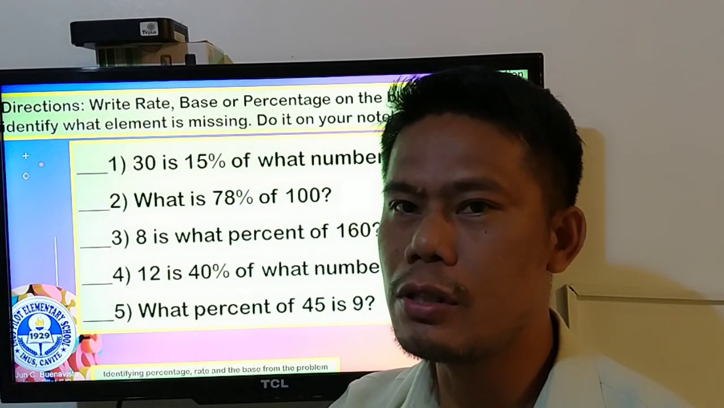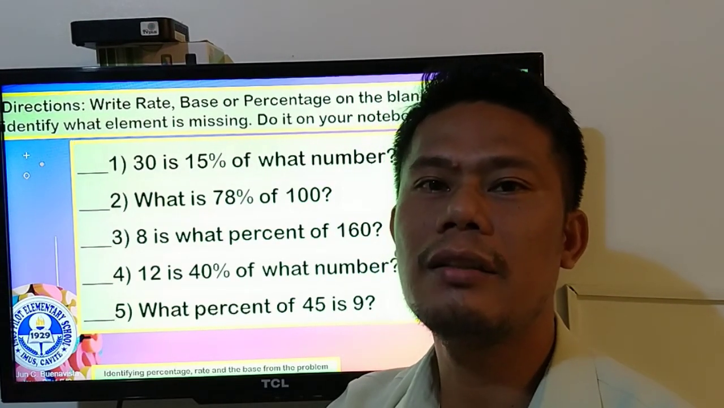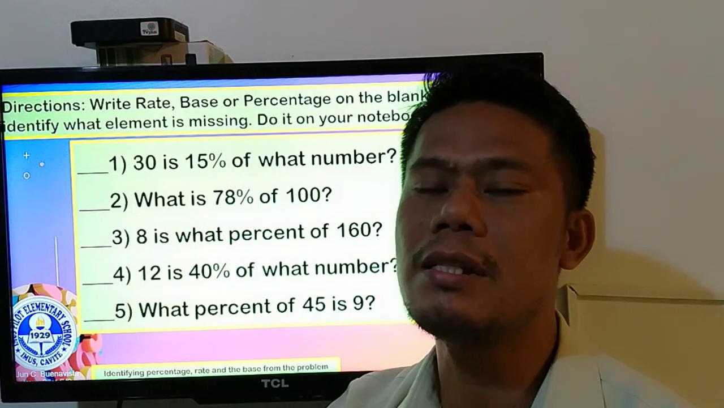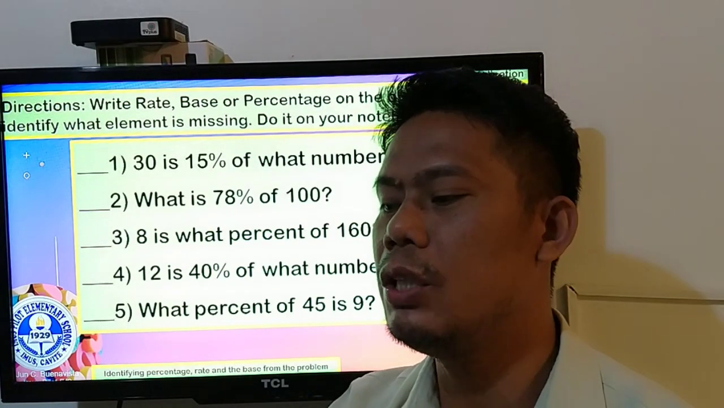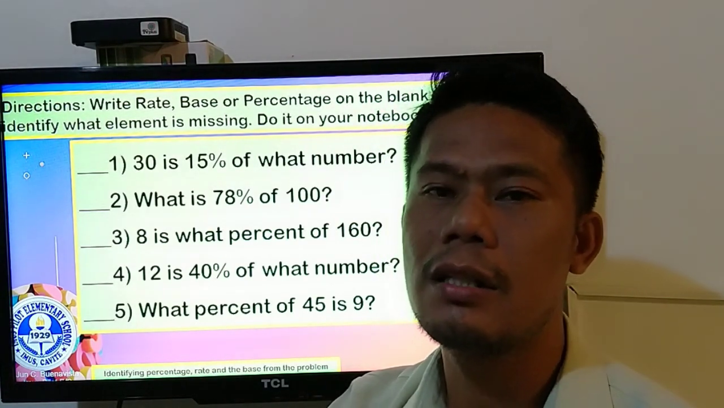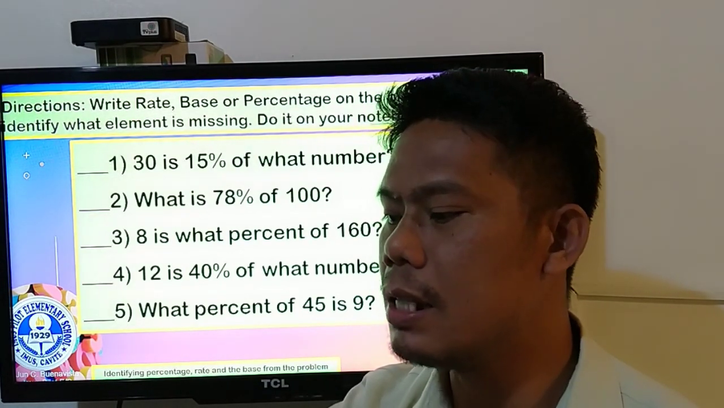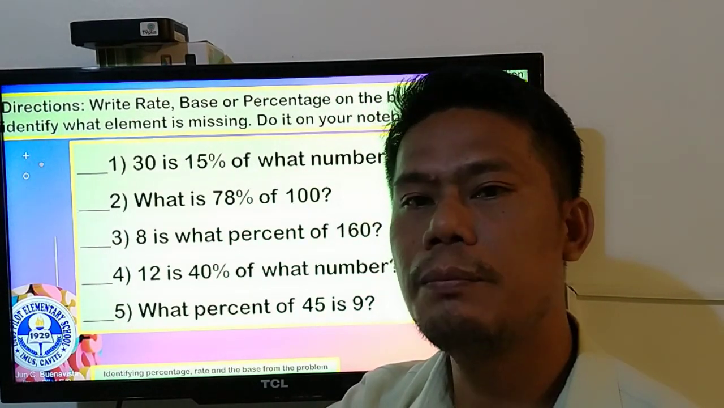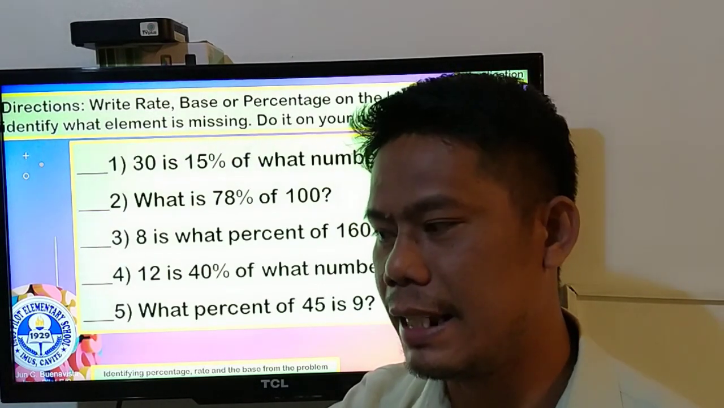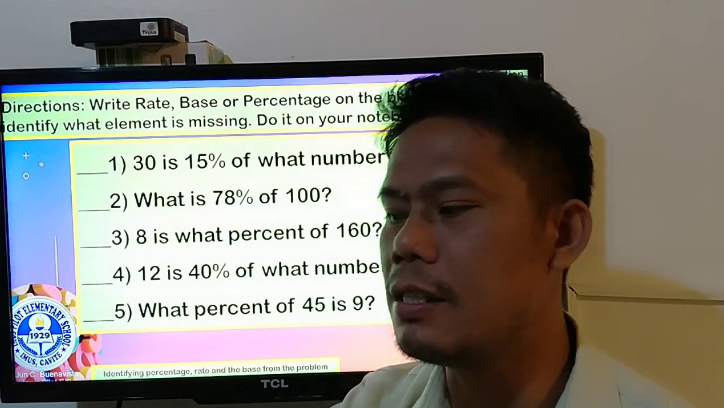Again, you are not going to solve. You are going to supply the missing element of percent. You are not going to compute the percentage or the missing element. Then the last one is, what percent of 45 is 9? So what element is missing?